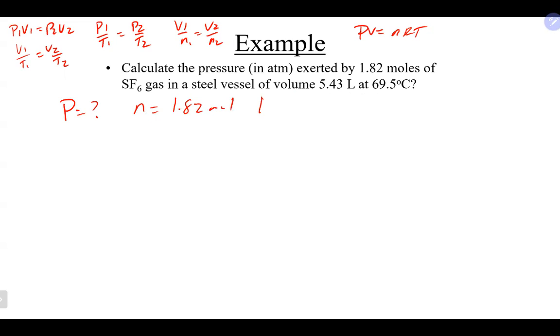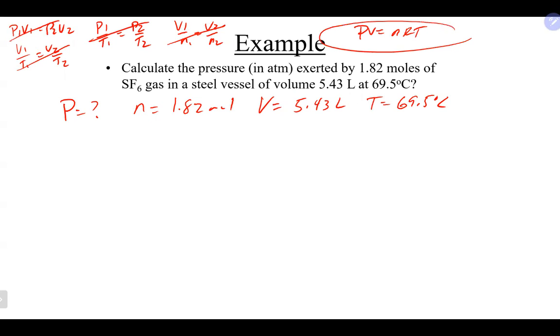We do have a volume, 5.43, and we do have a temperature which is 69.5 degrees Celsius. So again, if you just pull out the information, obviously none of these earlier gas laws would work since we only have one of each of those pieces of information. Really, the only one that would fit is our ideal gas law.